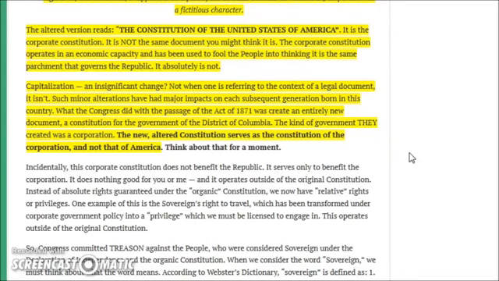What the Congress did with the passage of the act was to create an entirely new document, a constitution for the government of the District of Columbia. The kind of government they created was a corporation. The new altered constitution serves as the constitution of a corporation and not that of America. And if you'll remember back in 1999, in the blue dress with Monica Lewinsky, President Clinton, a lawyer, got in front of the federal grand jury and argued what the term, it depends on what the word is. So you can understand that even small words have great meanings.